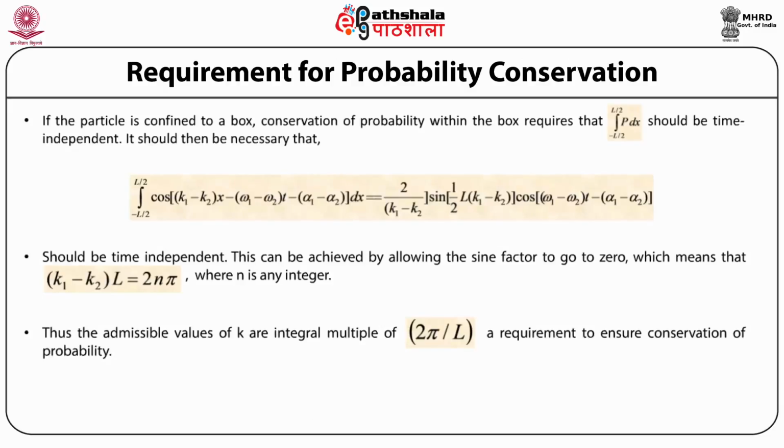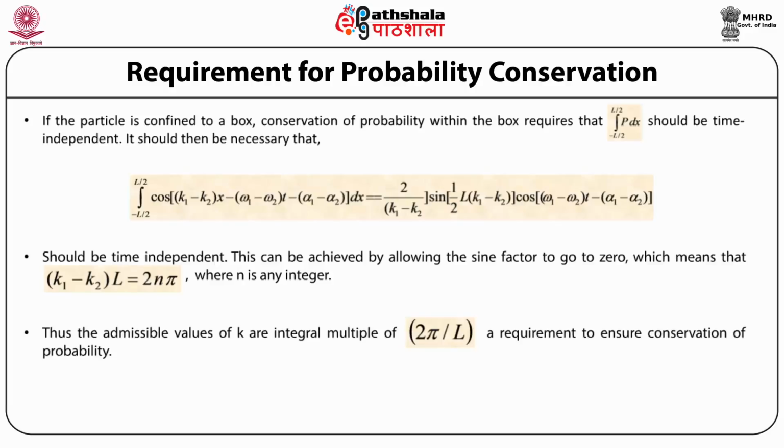Requirement for probability conservation. Now, if the particle is confined to a box, the conservation of probability within the box requires that the integral of the probability density function along a particular direction, that is over the x-axis, going from minus L by 2 to plus L by 2, should be time independent.